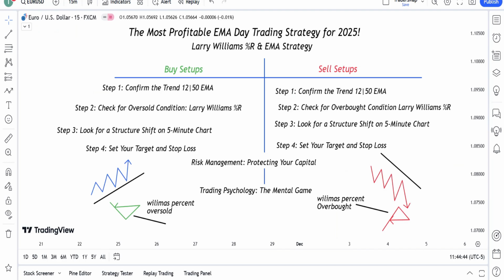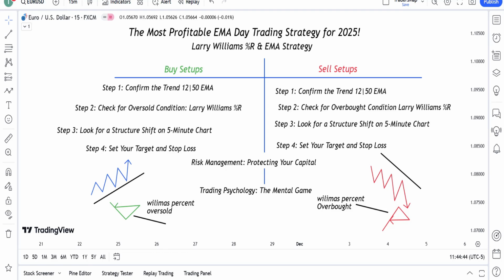Let's recap the buy steps. 1. Check your trend with the 12 and 50 EMA on the 15-minute chart. 2. Use the Williams %R indicator to confirm oversold levels. 3. Shift to the 5-minute chart and wait for a structure shift. 4. Enter on the breakout and manage your trade with a 1 to 3 risk-reward ratio.